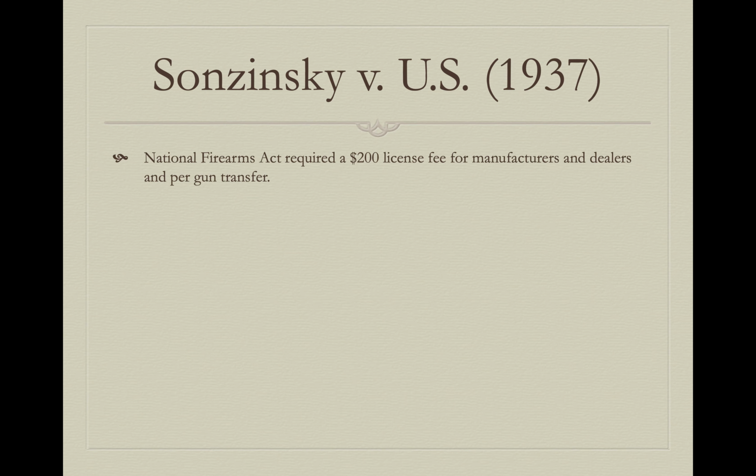So Congress passes this act in 1934, the National Firearms Act, which requires a $200 license fee for manufacturers and dealers and per gun transfer. So several taxes in order to get a gun from the manufacturer to the eventual purchaser. Now, if you look at the language of the statute at the top of page 479, it says that the term firearm is defined as meaning a shotgun or a rifle having a barrel less than 18 inches in length.